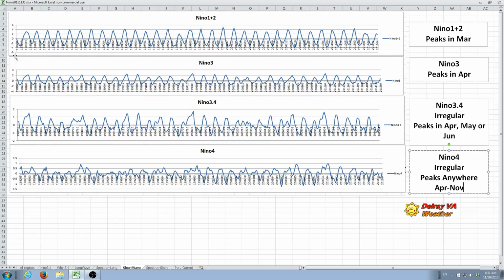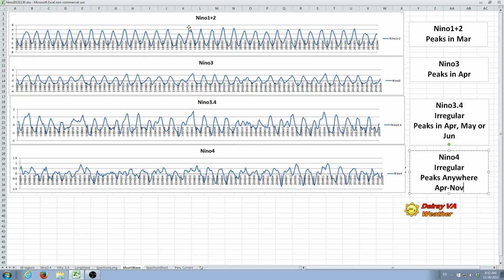The scale is a little different, but they basically show where the peaks and the valleys are. Okay, Nino 1+2, that's the traditional El Nino area over near the Pacific equatorial coast of South America. And if you measure these peaks, they generally all peak in the March time frame.